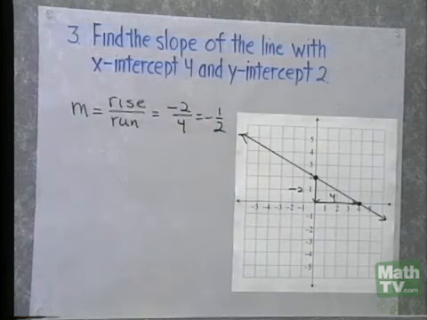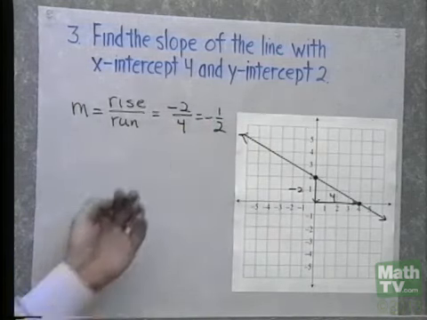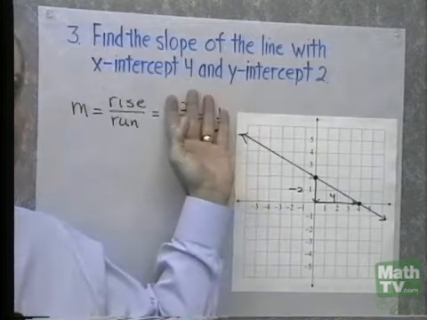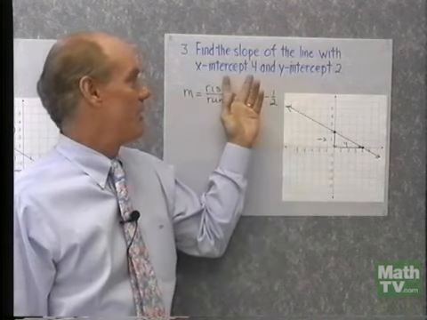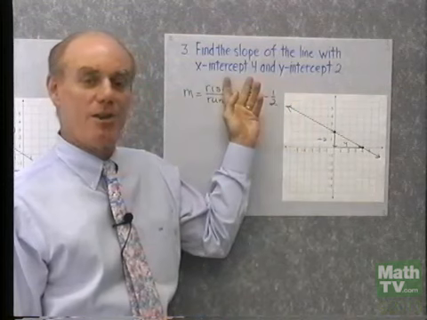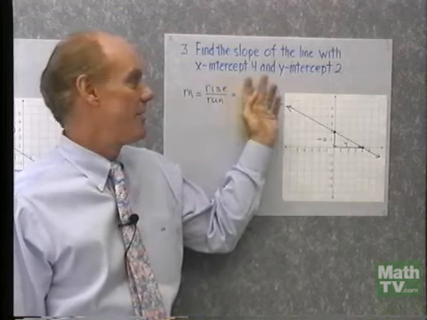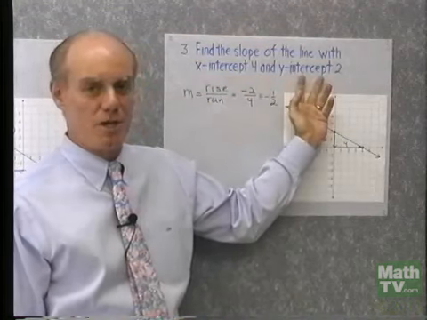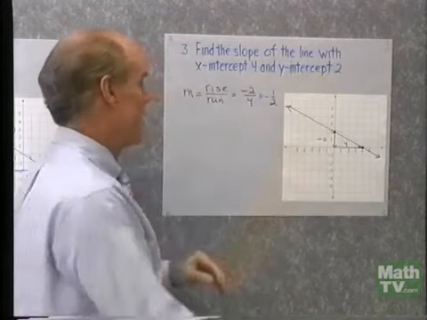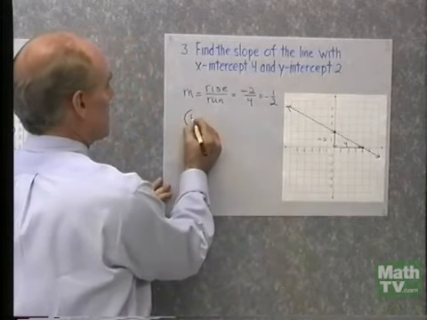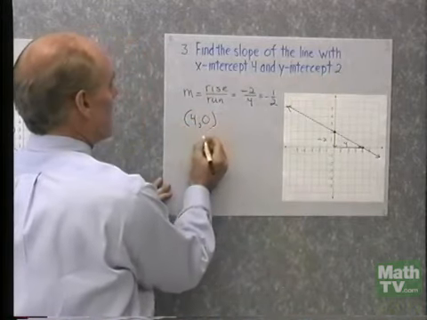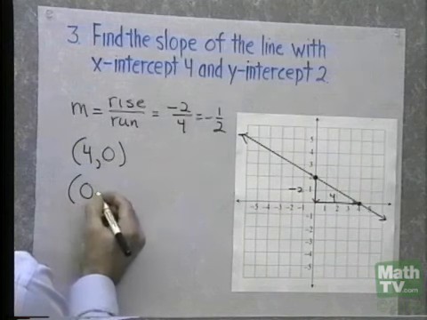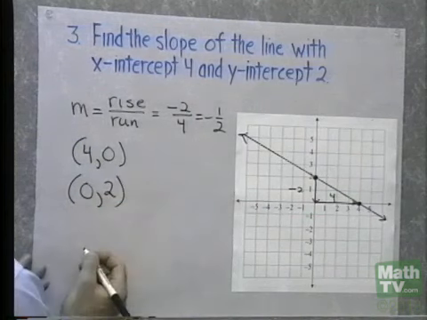Now, what I want to do is the same problem algebraically. So to do it algebraically, I need the coordinates of 2 points on the graph. Well, if my x-intercept is 4, then the point 4, 0 is on the graph. If my y-intercept is 2, then the point 0, 2 is on the graph. So here's my 2 points. X equals 4, y equals 0, and x equals 0, y is equal to 2.